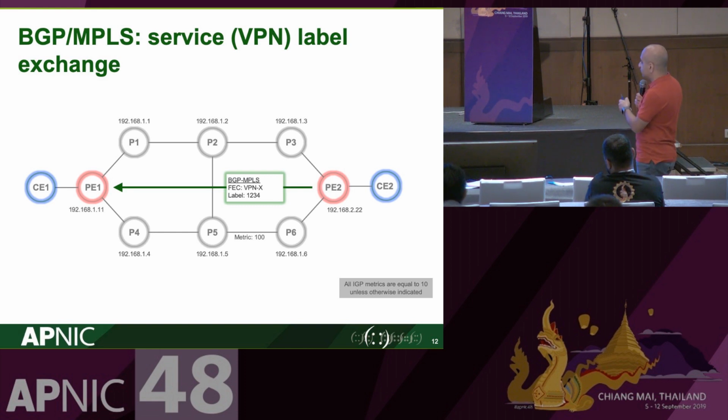And what PE2 is telling PE1 is that for VPN-X, let's just call it VPN-X, please use the label of 1, 2, 3, 4. Right? So that's as simple as that. We will use that in subsequent examples. Just keep that in mind. The VPN label was 1, 2, 3, 4. Very simple label.